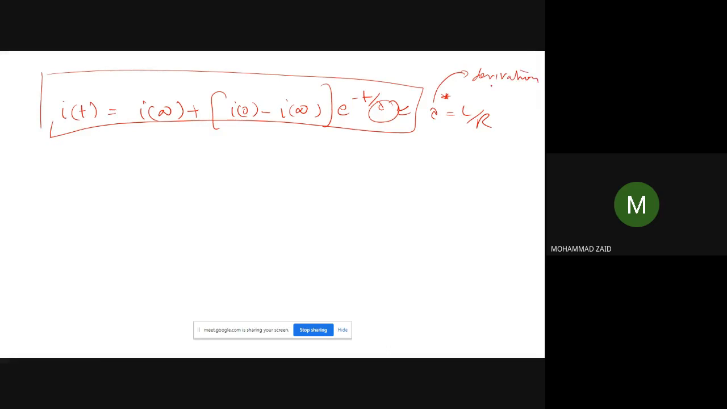Now, if this I0 is 0, that means there is no initial inductor current, then you can directly write the current i(t) is equal to I infinity times 1 minus e to the power minus t by tau.